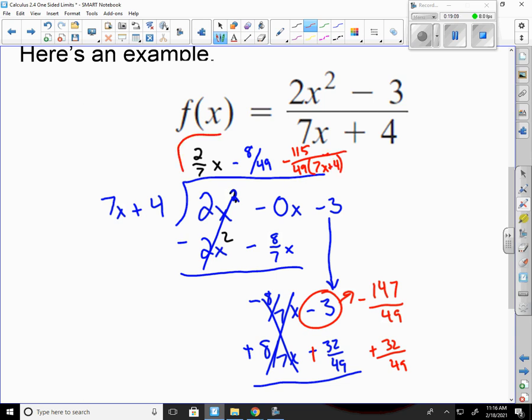The front portion of this, all of this, is my equation for my oblique asymptote. This part here is going to converge to 0. So if I take the limit as x approaches infinity of this, this is going to keep getting bigger and bigger in the denominator, which makes this whole thing go to 0, and I don't have to worry about that anymore.